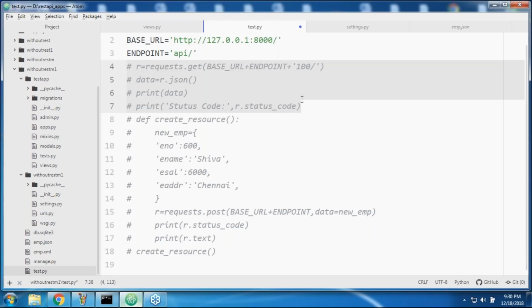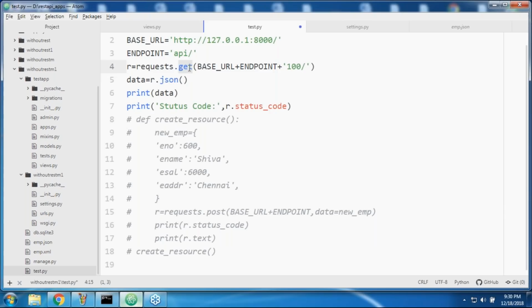r is equal to requests.get. What I'm asking is, can you please provide the first employee record information? I'm asking about get. Get means to get the data from the server, the first employee information. If you do not specify this part, then I want to get all employees' data. So to get one employee record or all employee records, we require to go for get.